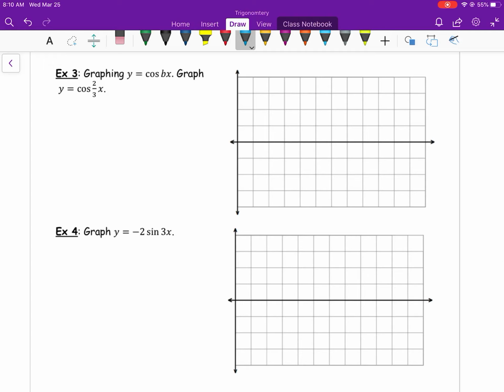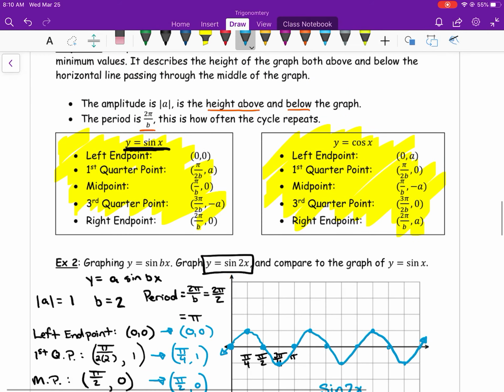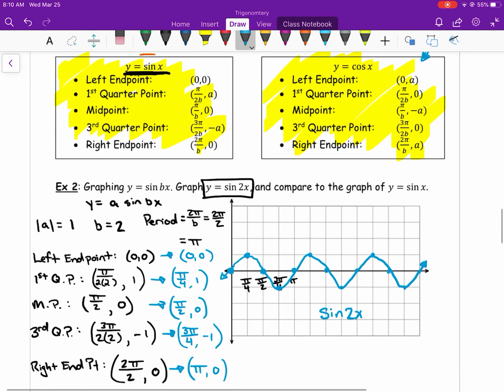Example 3, we're doing cosine of bx, and that means we have to go back and use the other function. So we have to use the left endpoint, which is 0, a, and the first quarter point is pi over 2b, 0, so use that right hand box. If we go back up to it real fast, I'll show it. It's this box right here. This is our cosine box.